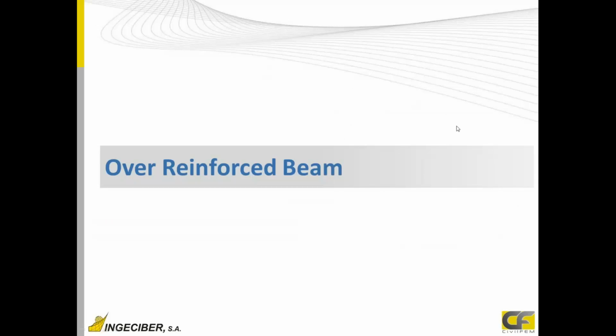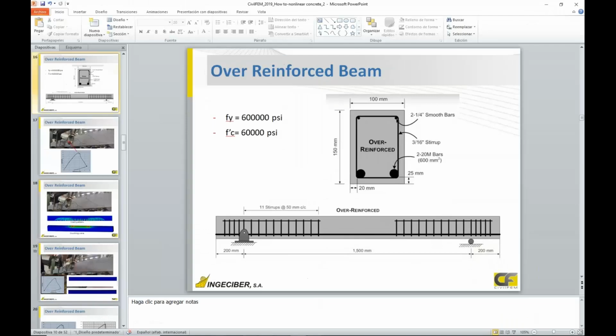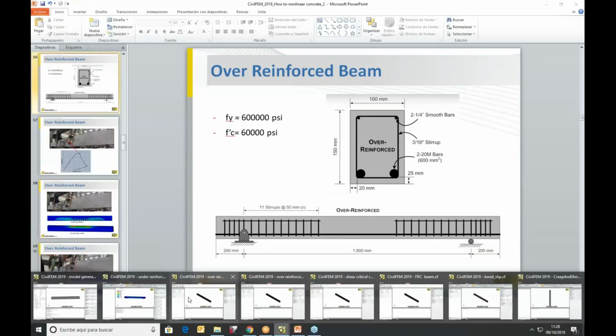Next model, very similar, but in this case, we increased a lot the bending reinforcement. We have increased the diameter from 16 to 20 millimeters, and we have increased the area from 200 square millimeters to 600. Also, we don't have compression reinforcement here, so now we expect to have failure due to compression and not much yielding on reinforcement. Okay, so just analyzing the next example.